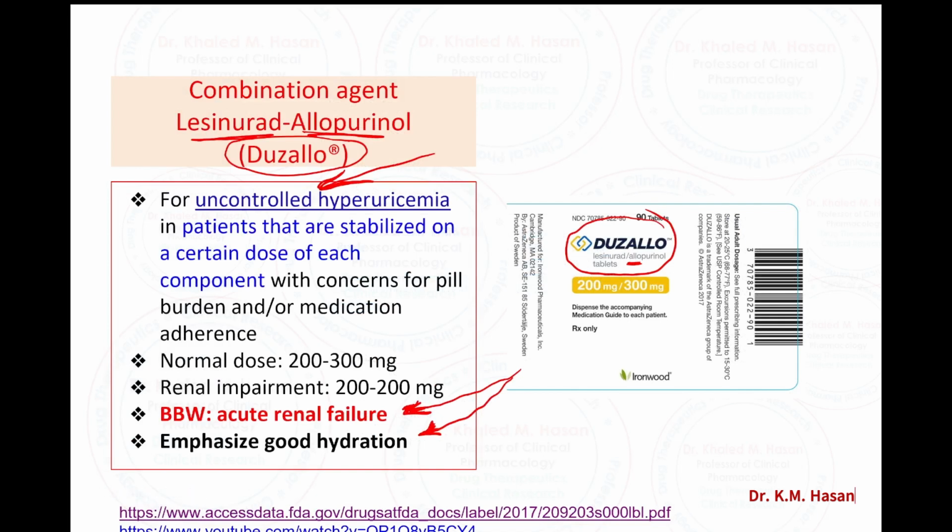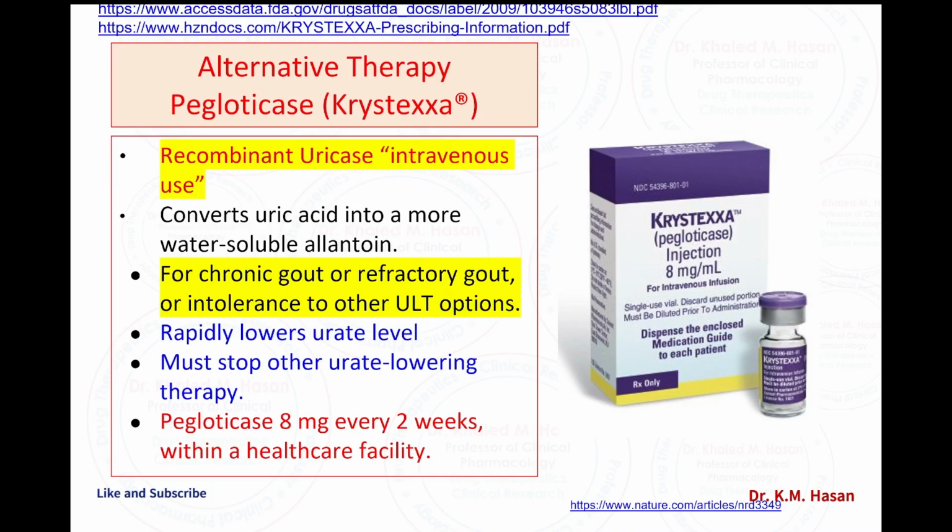Okay, moving to the next. Regarding the drugs that increase excretion of uric acid in urine, I will repeat. Number 1, probenecid. Number 2, lesinurad. Number 3, Duzallo, the combination of lesinurad and allopurinol. Okay, moving to the next medication.